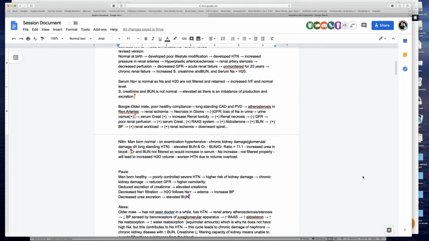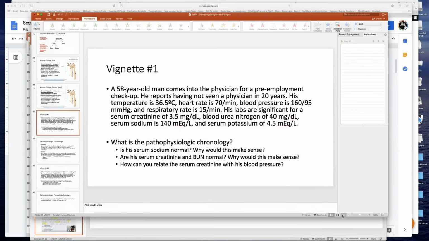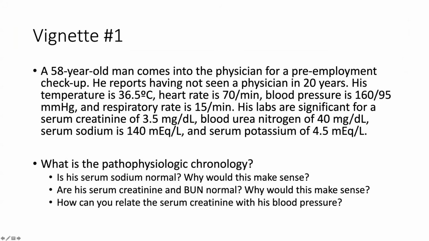Good, perfect. So Alexa, I feel a little confused as to what you mean by relating the serum creatinine with his blood pressure. In other words, what I'm asking is, you want to explain why his blood pressure is high?